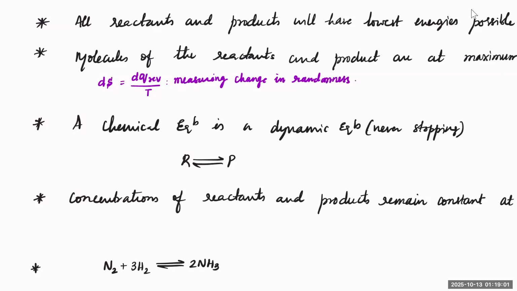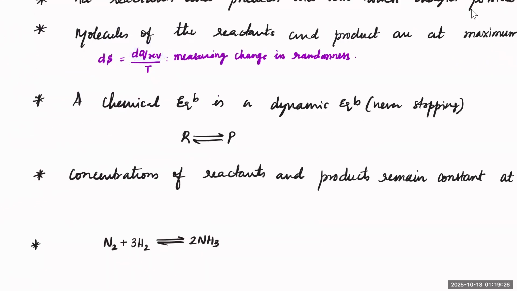That means more the change in randomness, right? That means more is the entropy that is changed. So entropy is like a measure of chaos or a measure of randomness. So how do we measure it? dq reversible by T. So what is dq reversible? dq reversible means heat supplied to the system reversibly. If you are supplying any reversible type of heat, that divided by the temperature at which it is happening is dS. Now this is about dS of the system.